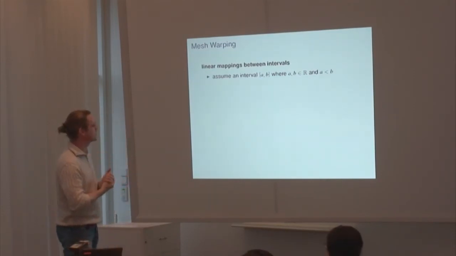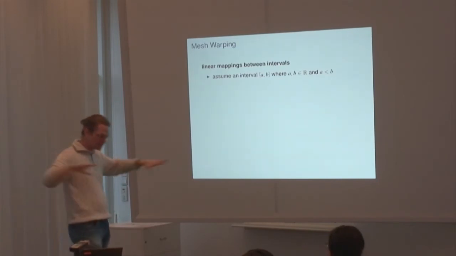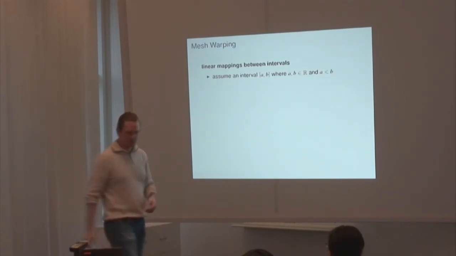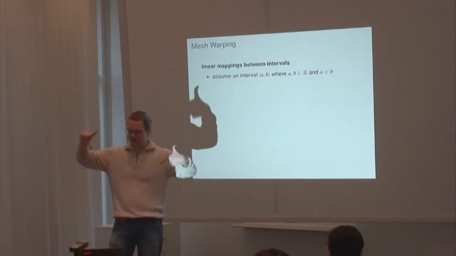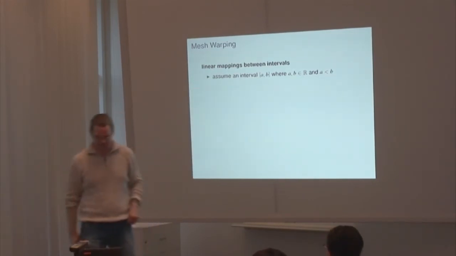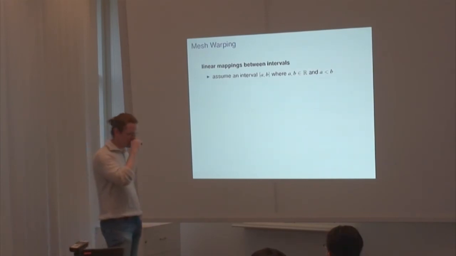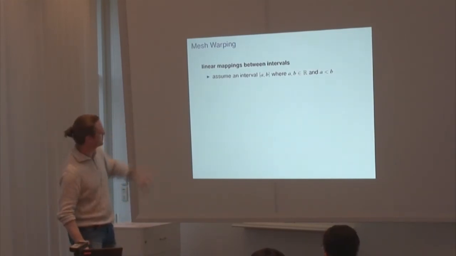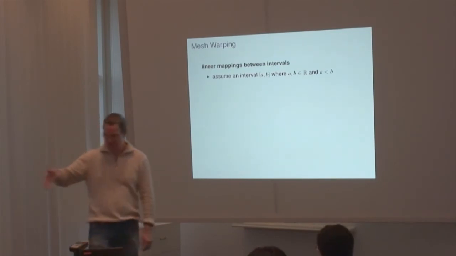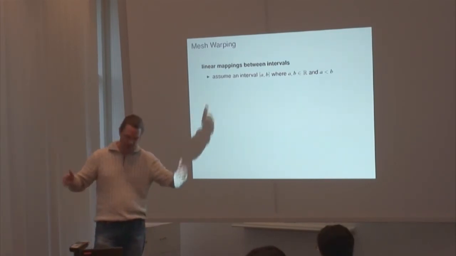So let us assume the line of the real numbers, and we define some a and some b, which defines an interval on the line of real numbers, and we say that a is less than b. So this interval is not empty. There is a lower bound a and an upper bound b.